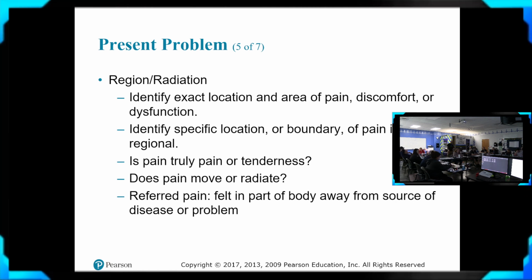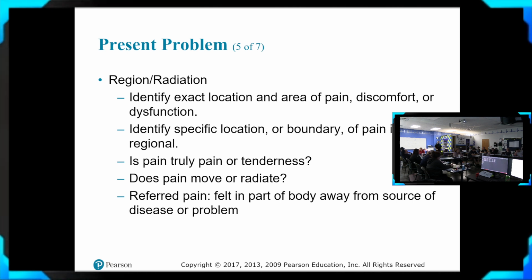And again, does the pain move? Does it radiate? Do you feel it anywhere else? Referred pain is felt in a part of the body away from the source. So, we all know in MIs, females typically present differently. They can have that retroperitoneal pain. They can have that shoulder pain, jaw pain, all of those things.